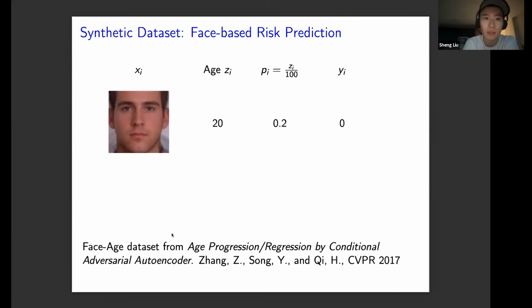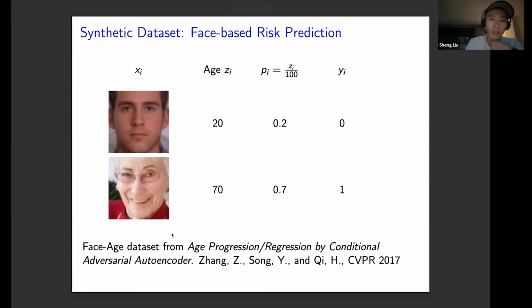For simulating, we know the input image and we know the age, which is 20. And we do a very simple thing: we say the probability of this risk happening is just the age divided by 100. So if the age is 20 for this guy, the ground truth probability is 0.2. Then y is sampled from the Bernoulli distribution with probability 0.2, and the outcome is 0. Of course, if you sample again, it's possible it's going to be 1, because after all there is still a probability that the outcome is 1, but we sample once here and we got 0.